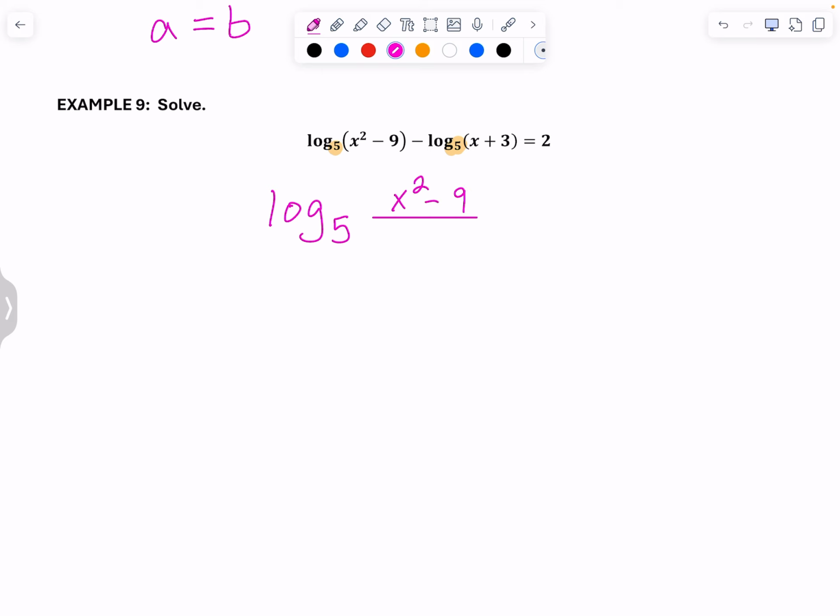All right, I've got x squared minus 9 over x plus 3 equals 2. Use the pattern. 5 to the second equals all of that. I'm going to change my 5 squared to a 25.